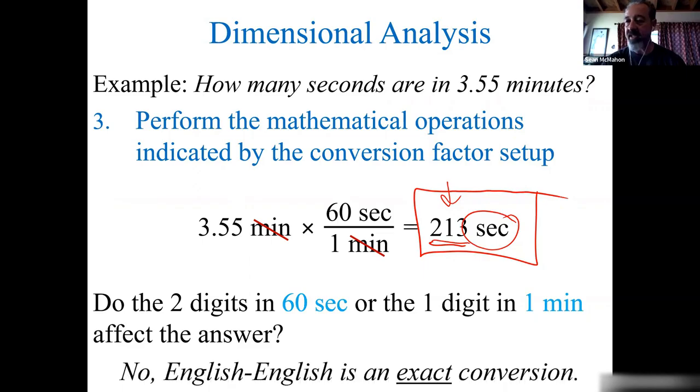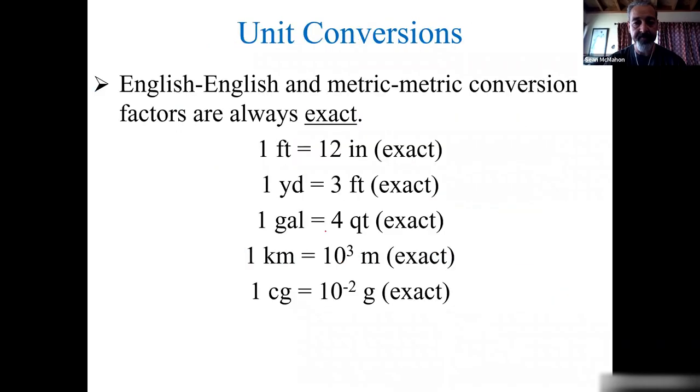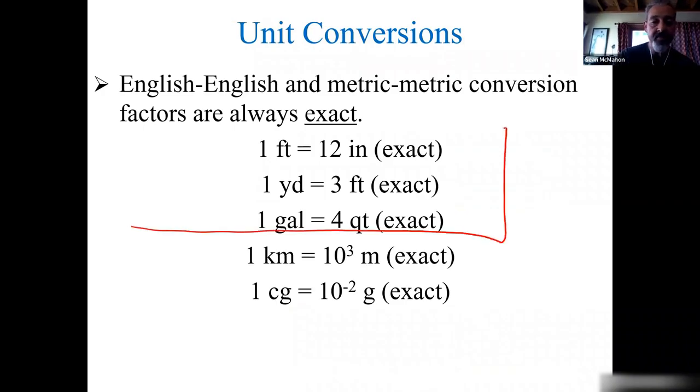So the 2 digits in 60 seconds don't affect it. Neither does the 1 digit in minute, because it's an English to English, exact conversion factor, right? You never use 1 anyways to determine sig figs, but in this case, we're treating it as an exact number. So all of the English to English, all of these are our system. All these conversion factors, we don't use the numbers, we treat as exact, right? I didn't measure this out. I just know it. It's an exact number.